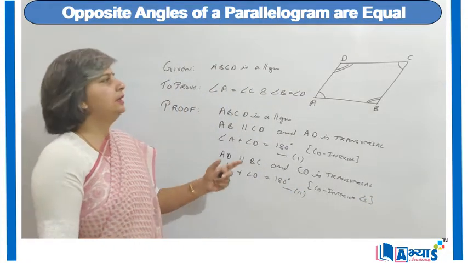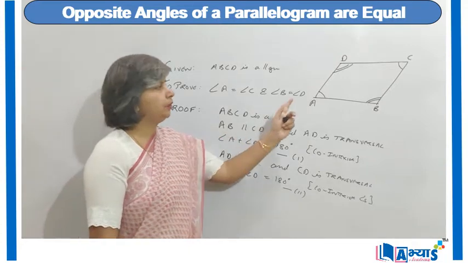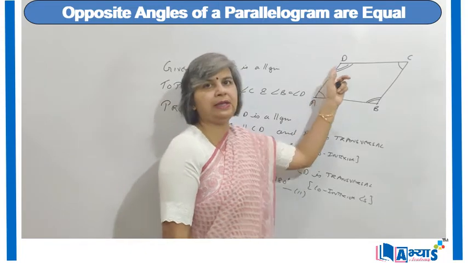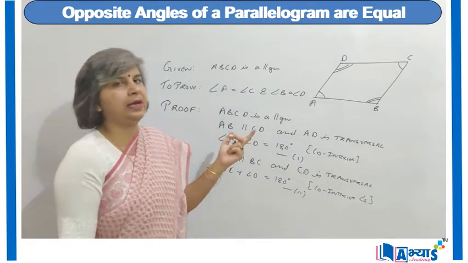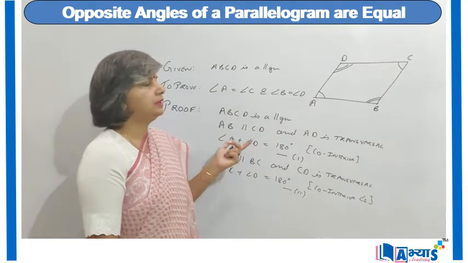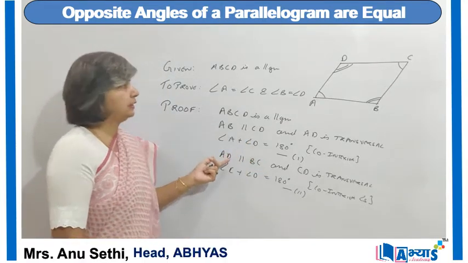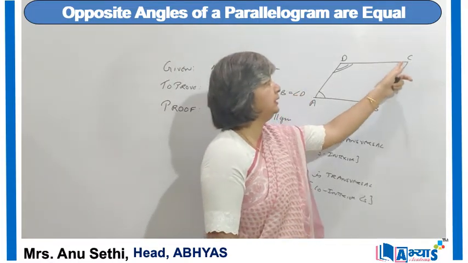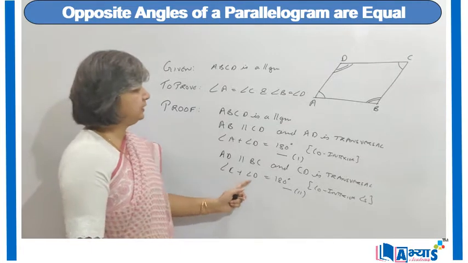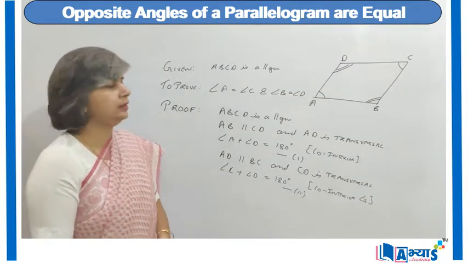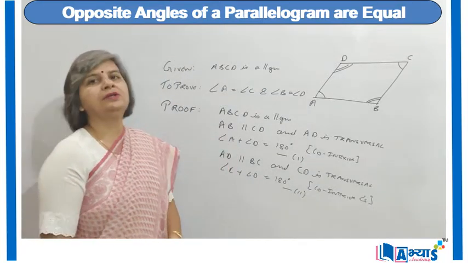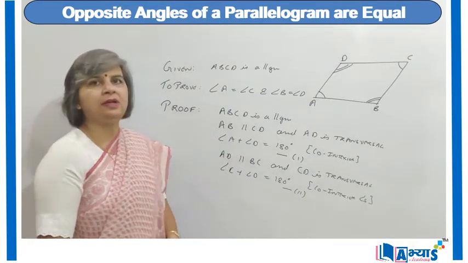Now we have seen that as AB is parallel to CD and AD is the transversal, angle A and angle D are co-interior angles, and so their sum will be equal to 180 degrees because we know that co-interior angles are supplementary. Similarly, AD is parallel to BC and CD is the transversal, so the sum of angle C plus angle D will be equal to 180 degrees. The reason is the same, that is they are co-interior angles, and we know that in case of parallel lines the co-interior angles are supplementary.